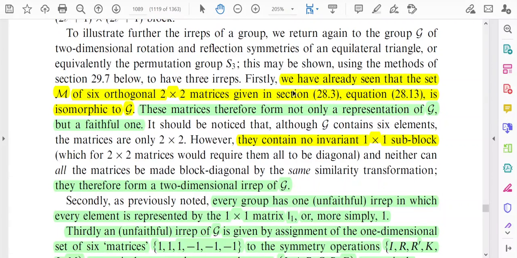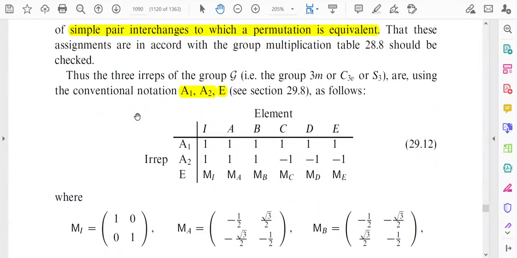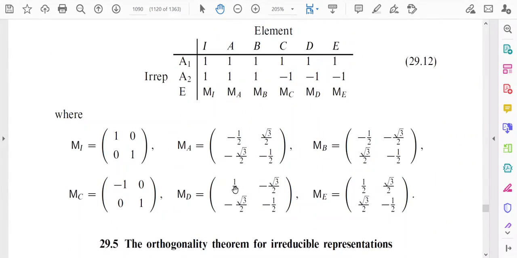Firstly, we have already seen that the set M of 6 orthogonal 2 by 2 matrices given in our earlier lecture is isomorphic to G. We have discussed that G is the set of symmetry elements of an equilateral triangle, and in our earlier lecture we considered 6 orthogonal 2 by 2 matrices which are isomorphic to the group G. So what are the matrices? This is the set of 6 matrices which we have already discussed.